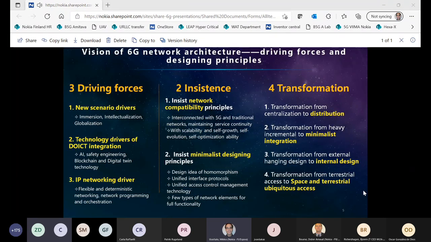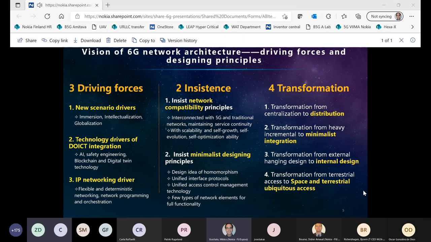In order to meet the four vision characteristics, we analyzed the driving forces of 6G architecture design. First, new requirements brought by new scenarios such as emerging communication will drive the network architecture. Technology integration brought by artificial intelligence, blockchain, digital twin, and other new technologies will also drive 6G architecture. And the changes of networking brought by the development of IP technologies will drive 6G architecture design.